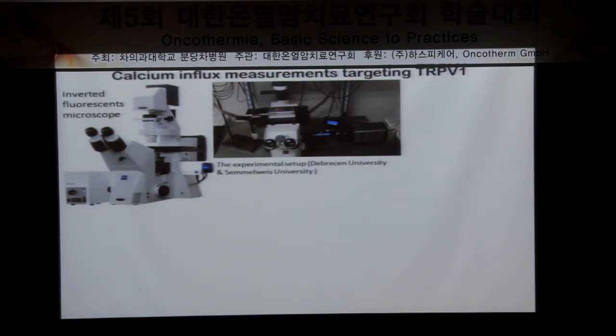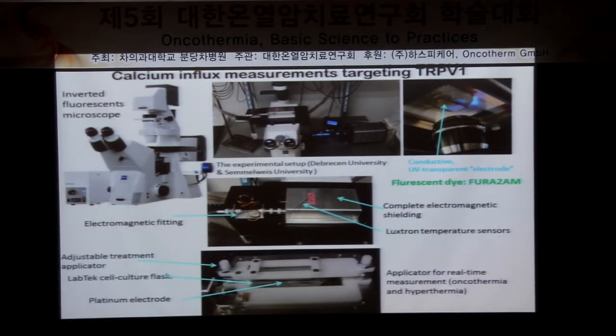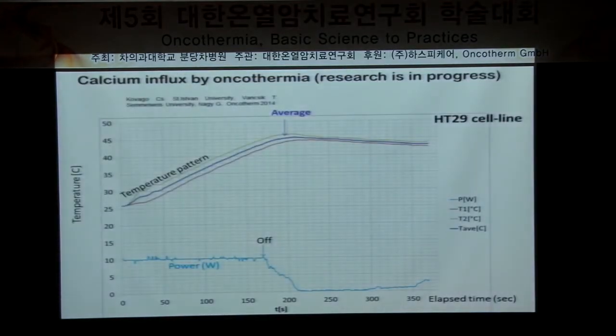Then I can show for you that yes, it is. This is another microscope measurement, the calcium influx measurement from different things. This is an electromagnetic fitting. Technically, it's a very, very complicated measurement because it is a very expensive microscope and it's not so easy to apply something on it. Then we did the following: the temperature pattern, which we used. This is the average of the temperature, which is there, and this is the bar which was on and off here, and the line was HD 29.